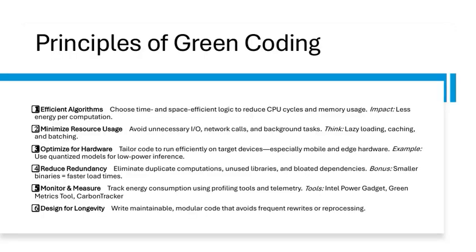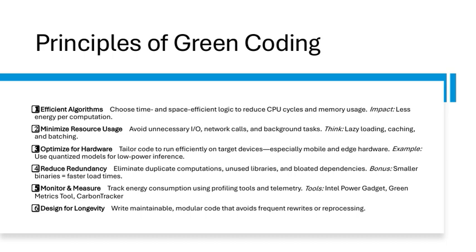Let's explore the principles of green coding and see how we can make our software more sustainable. First, efficient algorithms are crucial. This means choosing logic that minimizes both CPU cycles and memory usage, which directly leads to less energy consumption per computation. Next, minimizing resource usage involves avoiding unnecessary input-output operations, network calls, and background tasks. Think about techniques like lazy loading, caching, and batching to reduce the workload on the system.